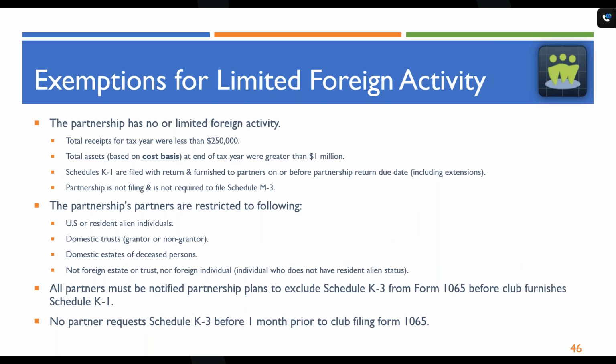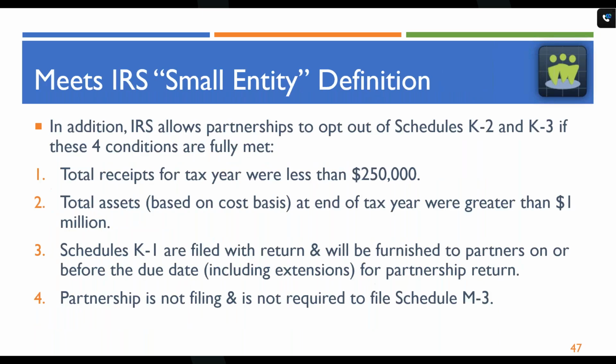Well, these are a little mixed up. Okay, so you can do it if you meet the things for a small partnership: total receipts less than $250,000, total assets not greater than $1 million, you filed K1s, and you're not filing Schedule M3. M3 is only required if you have assets over $10 million, so most clubs wouldn't do that.